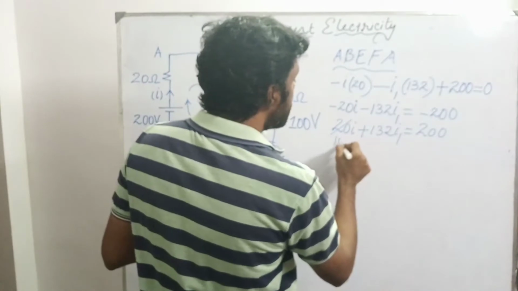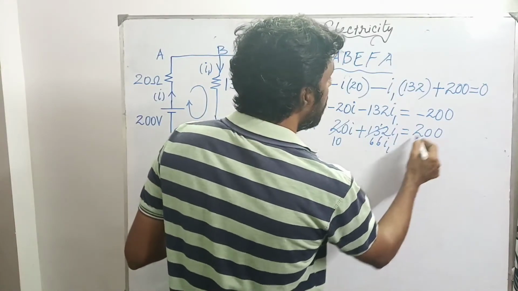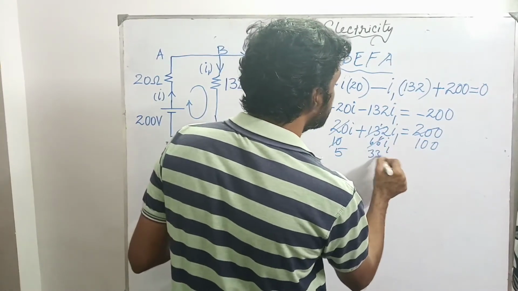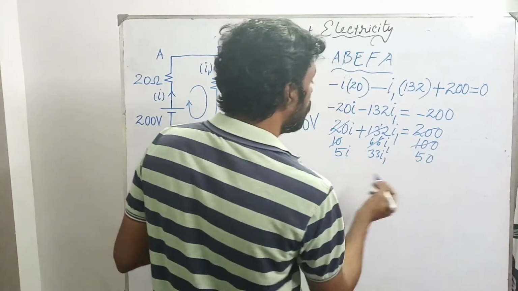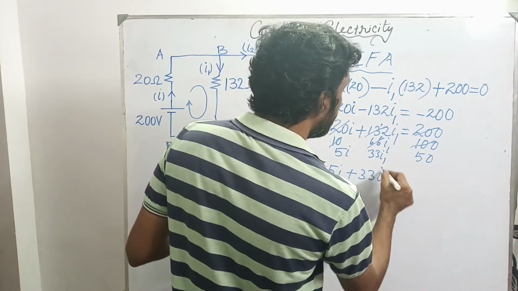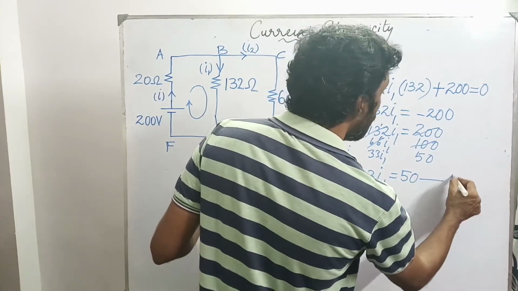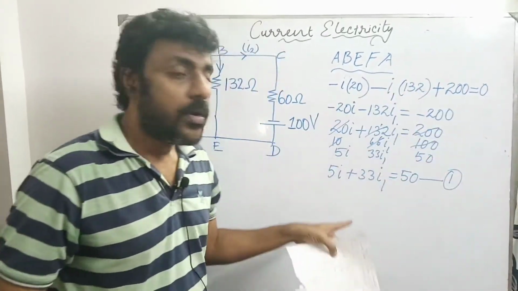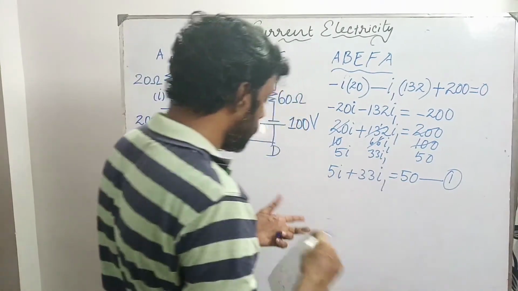So 2 10s are 20, 2 6s are 12, 1 2 6 are 12, I1, 2 10s are 20. So 2 5s are 10, 2 3s are 6, I1, 2 5s are 10. So it will be 5I plus 33I1 is equal to 50. This is equation number 1. So from this expression, I have obtained the first equation.